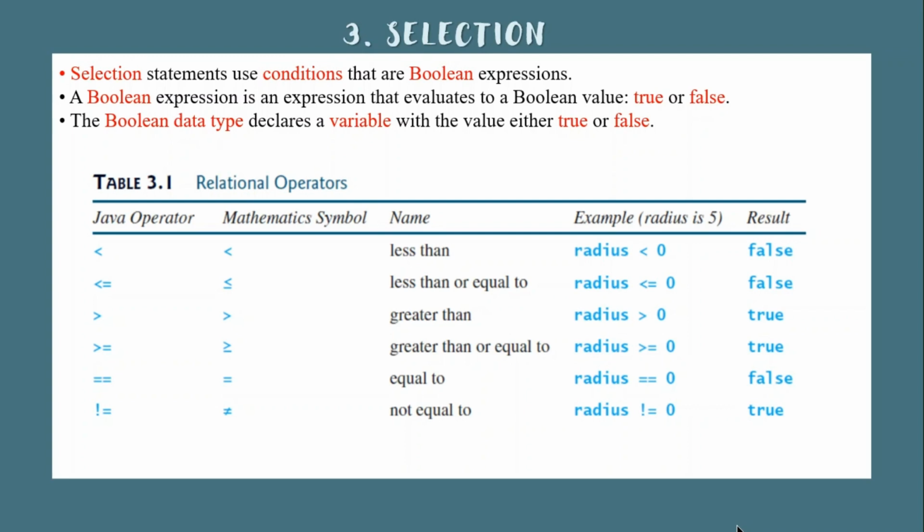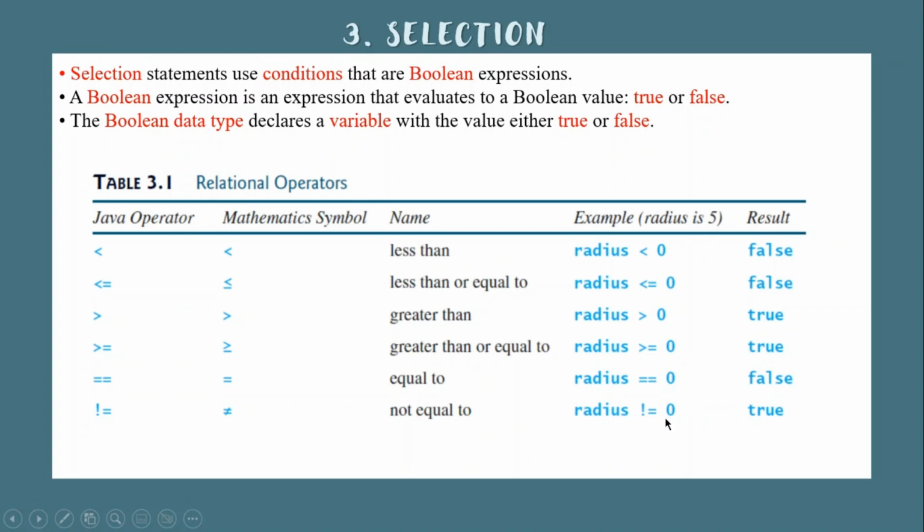Now let's see the relational operators. So as you can see, I believe that you already dealt with these operators in C++, and we can use them in the selection statements, and also you might see them in the loops. So they are very important. So this operator is less than. This operator is less than or equal to. This one is greater than or equal to, and not equal to.